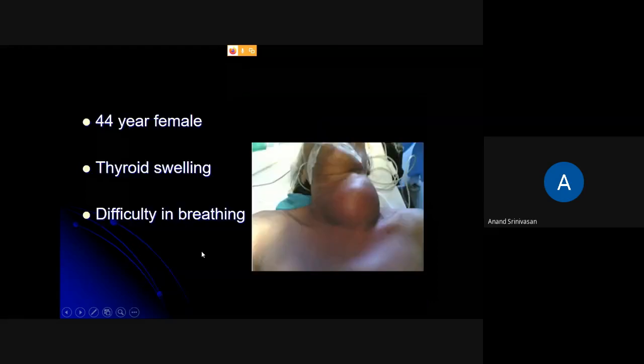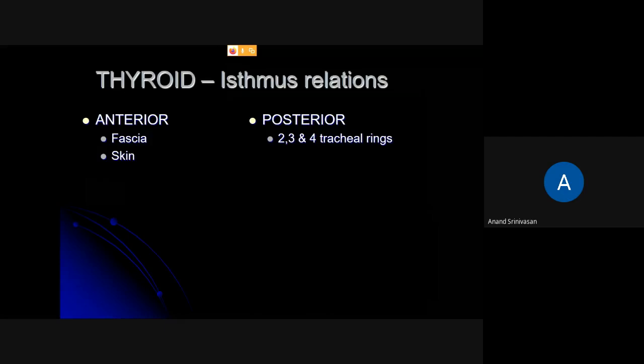Here you can see a huge thyroid swelling in a female, and she is having difficulty in breathing. Why is she having difficulty in breathing? Because of the thyroid gland? Thyroid gland has got nothing to do with breathing. But why is she having difficulty in breathing? Because it compresses the surrounding structures. So we need to know what are the structures around the thyroid gland.